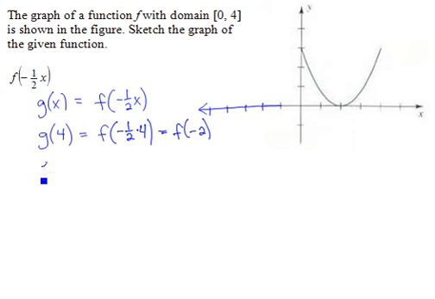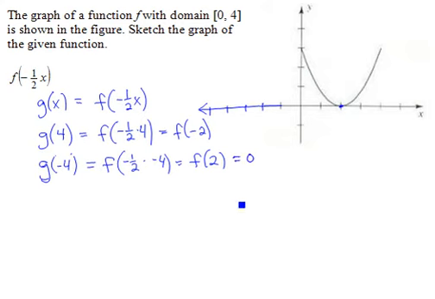Let's try g of negative 4. Well, that would be f of negative 1/2 times negative 4. That's f of 2. F of 2 can be evaluated from the given information about f. We see that f of 2 is 0. So that tells us that in terms of ordered pairs, g takes the number negative 4 and turns it into 0, and one of the points on the graph of g will be the point negative 4, 0. And we can plot that here.